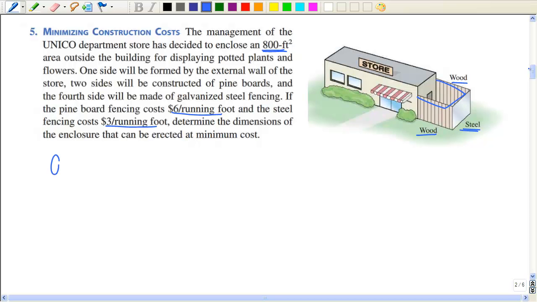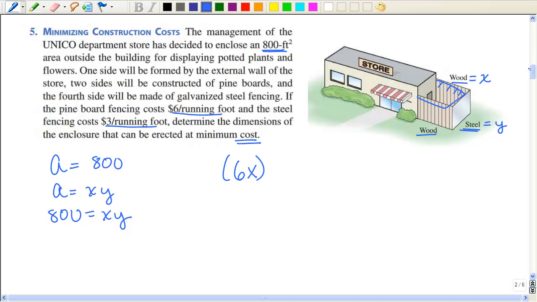So let's see, we know that the area is 800. What kind of variables are we going to give here? How about we name the wood side x and the steel side y. So the area would be x times y. So 800 is x times y. So that's one equation. But how are we going to get a cost? Well, if the wood costs $6 a foot and x represents each foot of the wood, so 6 times x, and we have two sides, that would be the cost of the two sides, plus the steel would be 3 times y. And that would be my cost function.